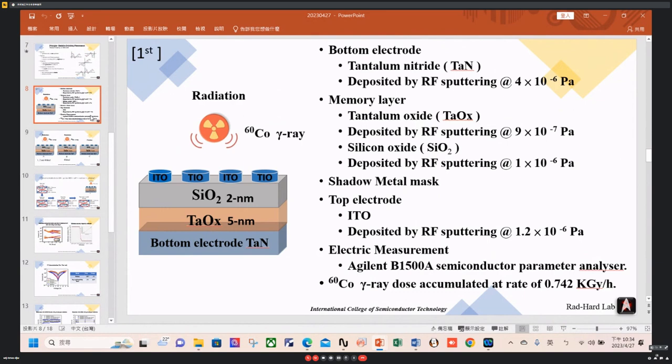Okay, and if this is your work, what is the motivation? Why are you doing this? Why are you using tandem oxide with silicon oxide? You said this is bilayer, right? Why are you using bilayer? Why are you testing it with radiation?